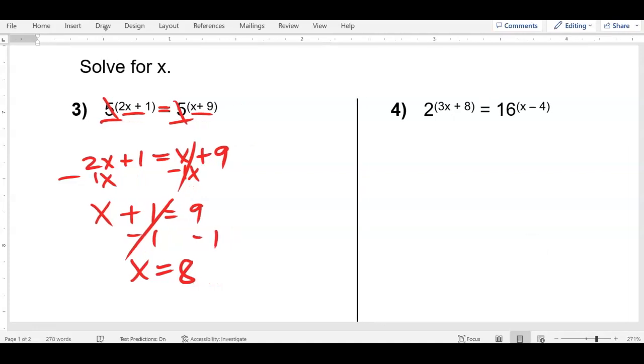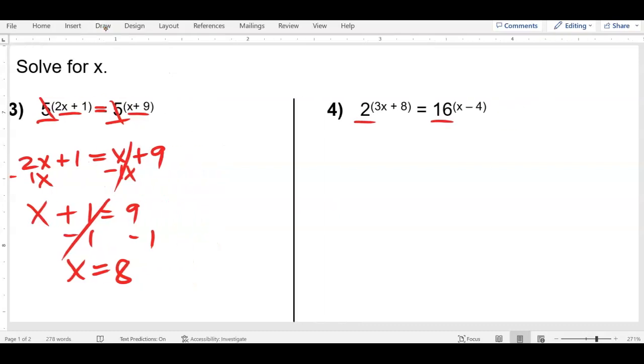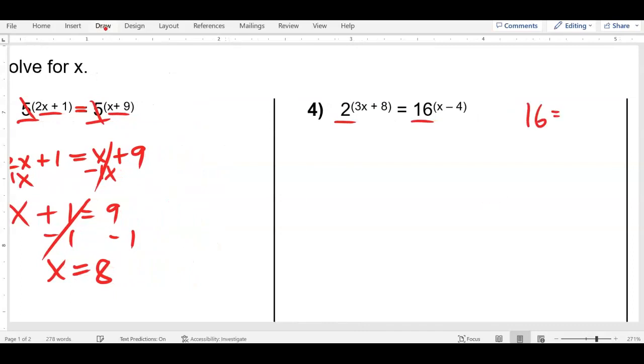Now on this one, 2 to the 3x plus 8 equals 16 to the x minus 4. These bases don't match. But what do I know about 16? Well, 2 times 2 is 4, 4 times 2 is 8, 8 times 2 is 16. So 16 is 2 to the power of 4, because 2 times 2 times 2 times 2 is 16. So this 16 is going to become 2 to the 4, and then that's to the power of x minus 4. This left side, I'm just going to bring it down.